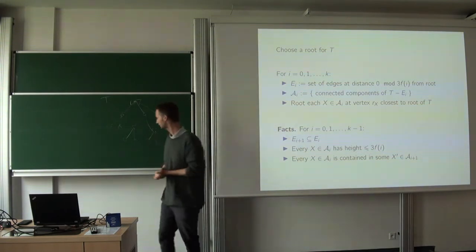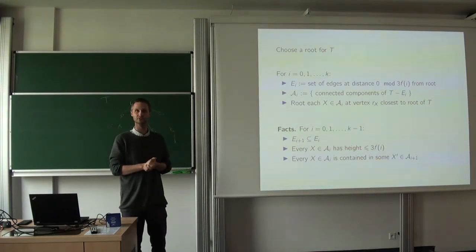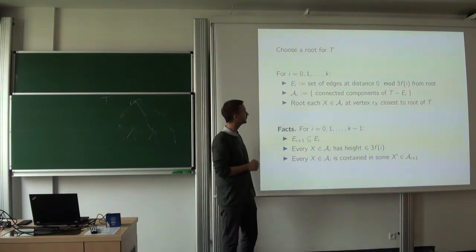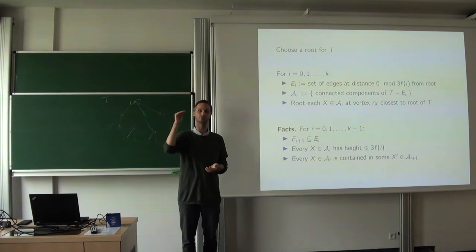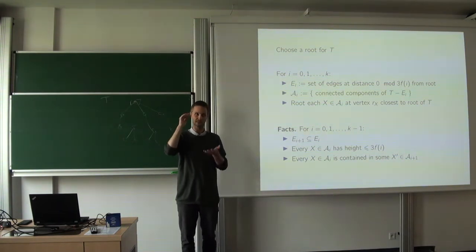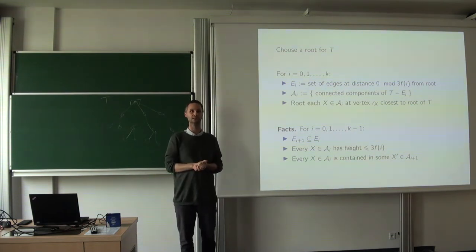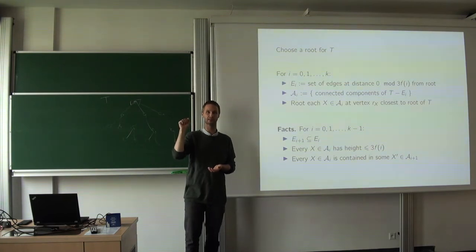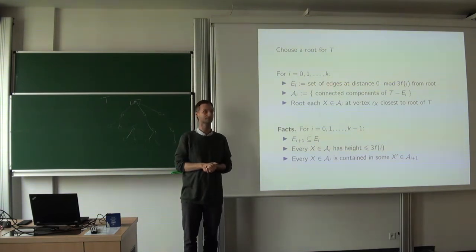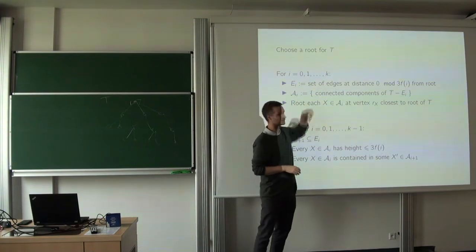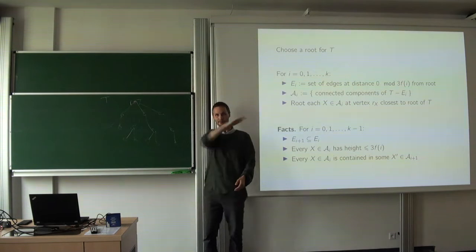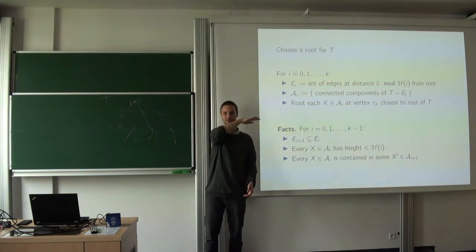So how do we do that? Okay, let me say it, and then I'm going to illustrate it on the board. Fix an i. And now look at all the edges that are at distance 0 mod 3f(i). The factor 3 is just there for a technical reason, but it's roughly mod f(i), but you do mod 3f(i). So you look at all the edges at distance 0 mod 3f(i), and you remove these edges. Right, so E sub i will be the edges that I remove. So I mark these edges, I remove them. Right, so I have my tree. And every 3f(i) level, I remove the edges.